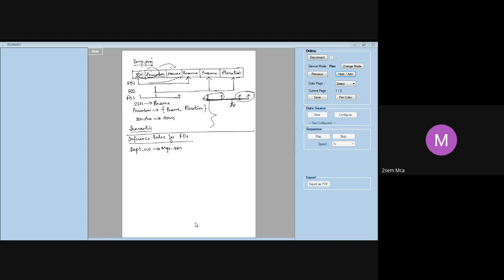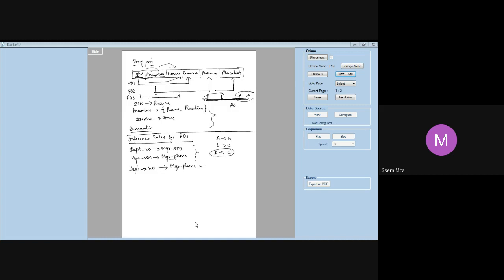Now, I can also do something like this. Let us say I have one more dependency: MGR SSN determines MGR phone, the manager's phone. That means once I know who the manager is, I can easily determine his phone number. Now, these two together imply that department number implies manager phone. This is another dependency I can arrive at. It is like A determines B, B determines C, and hence A determines C.